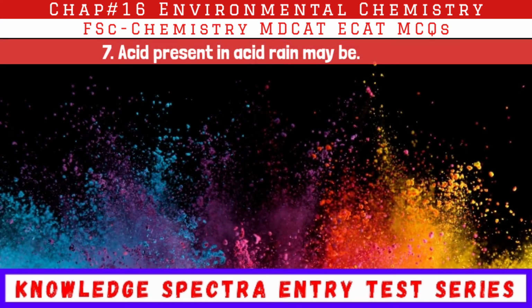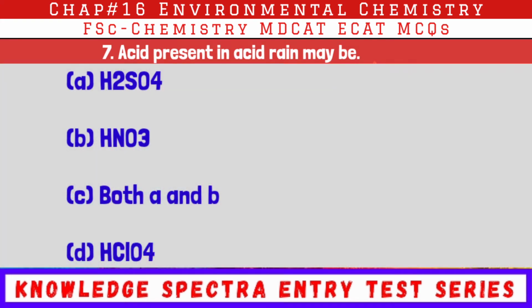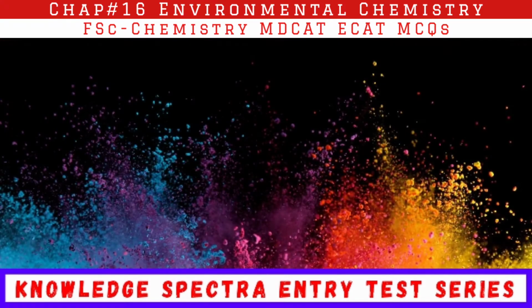7. Acid present in acid rain may be A. H2SO4. B. HNO3. C. Both A and B. D. HClO4. Correct answer is C. Both A and B.